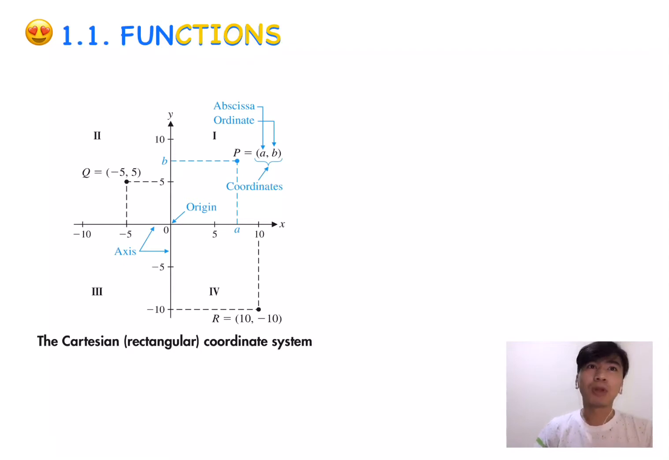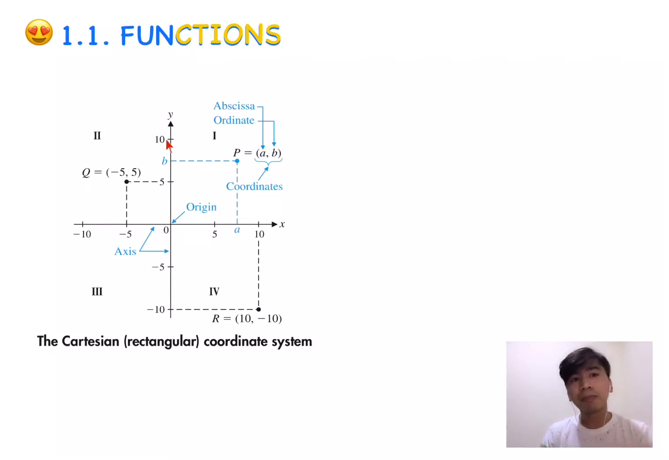and how to plot the graphs of equations. The Cartesian or rectangular coordinate system is formed by two real number lines, as you can see over here, the horizontal line and the vertical line. These two lines are number lines, but they intersect perpendicularly, and the intersection is what we know as the origin, or (0, 0).